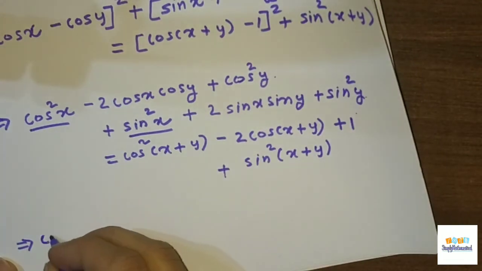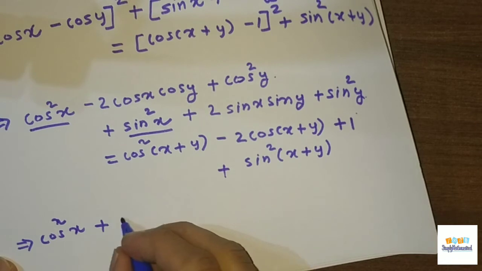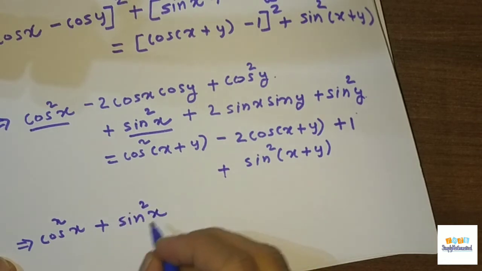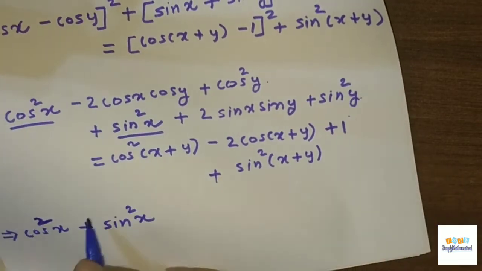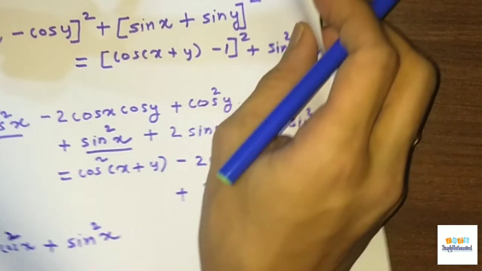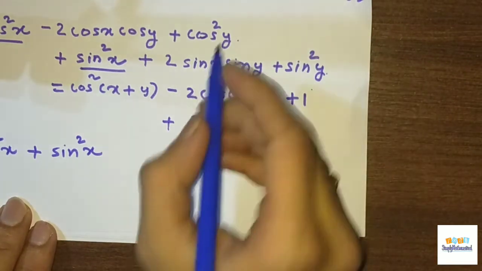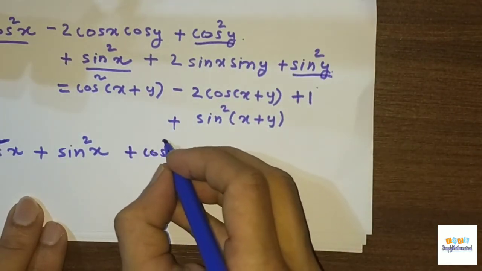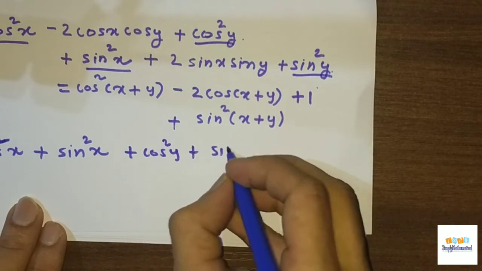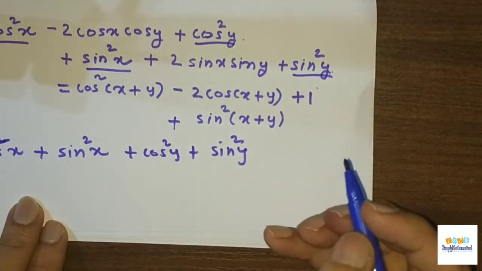So I'll write it as cos square x plus sin square x. I'm just bringing the terms together to get the identity. So cos square x plus sin square x you will get. Then again you bring this together, so plus cos square y plus sin square y.